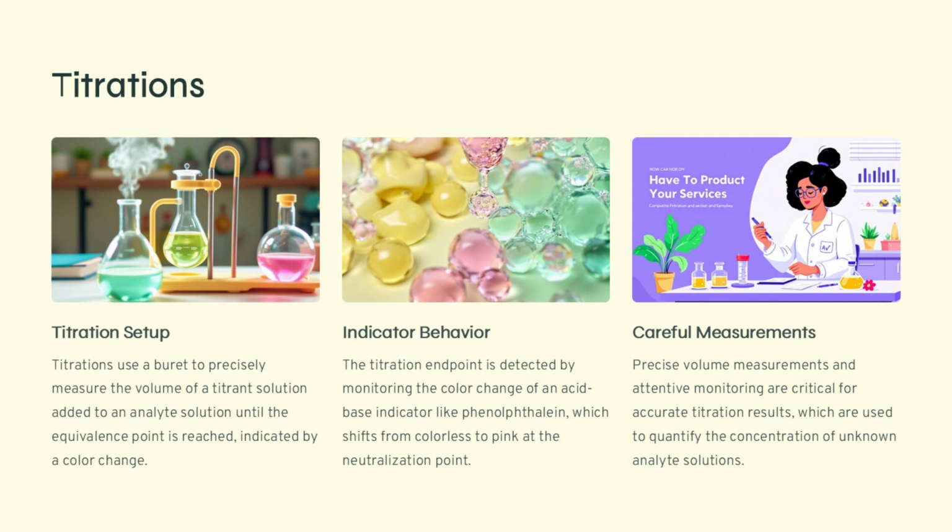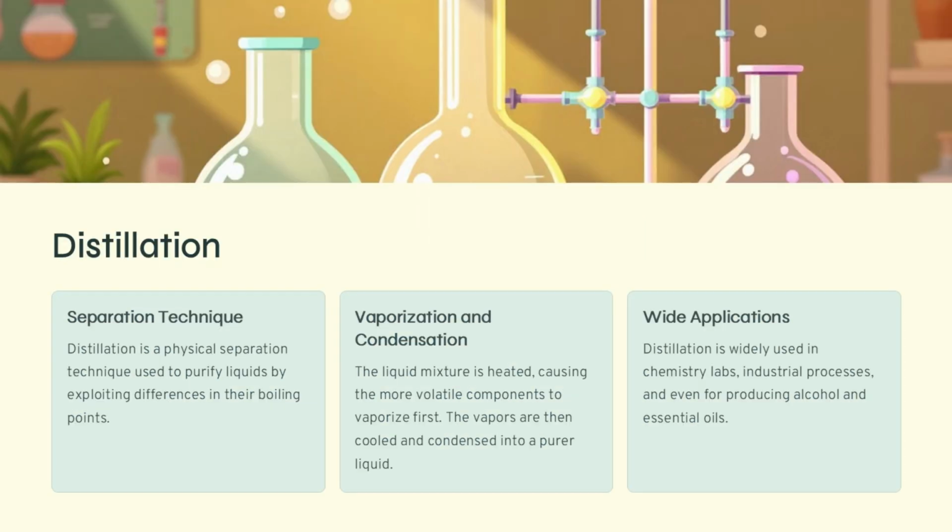Accurate volume measurements and close monitoring are critical to get reliable results that can quantify the concentration of the unknown analyte. Distillation is a powerful separation technique that allows us to purify liquids by taking advantage of differences in their boiling points. The process involves heating the liquid mixture, causing the more volatile components to vaporize first. These vapors are then cooled and condensed back into a pure liquid.